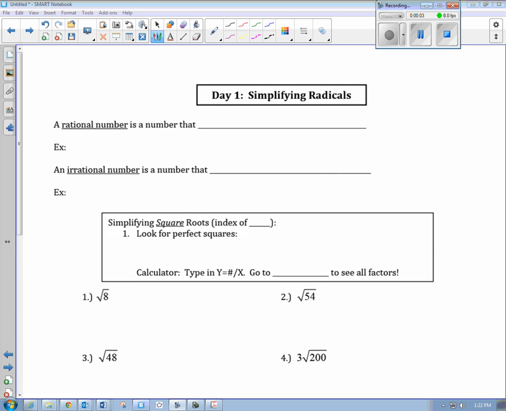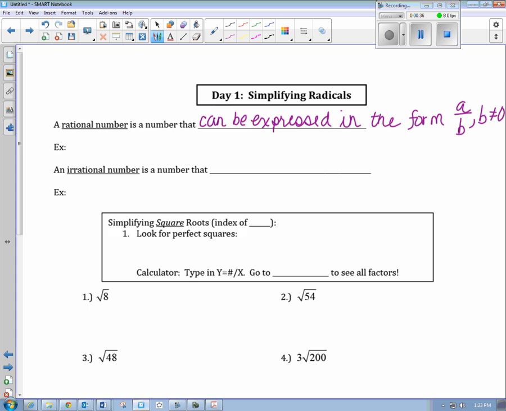Simplifying and working with radicals, the first thing that we need to do is make sure that we understand the difference between rational numbers and irrational numbers. According to the formal definition, a rational number is a number that can be expressed in the form A over B, where B is not equal to 0, because we all know that you can't have a 0 in the denominator of a fraction.